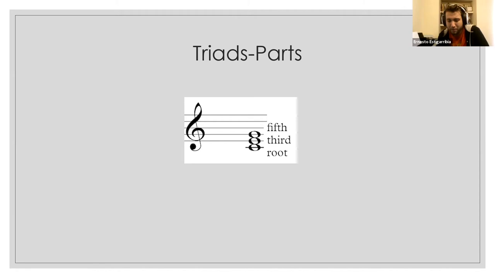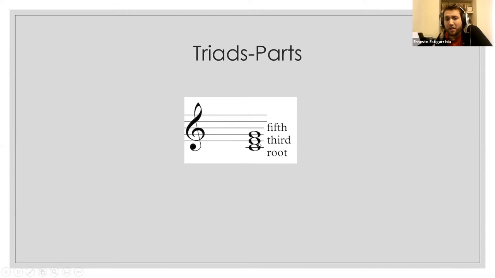So in this chord, this is the C major chord, the root is the C, which gives the name of the chord and is the most important part of the chord. Then we have the third, which is basically a third above the root. And then we have the fifth, which is a fifth above the root. So we have C to E is a major third, and then C to G is a perfect fifth, okay?